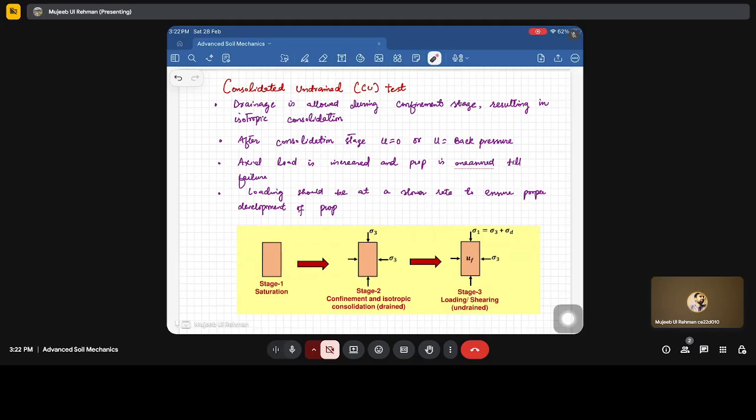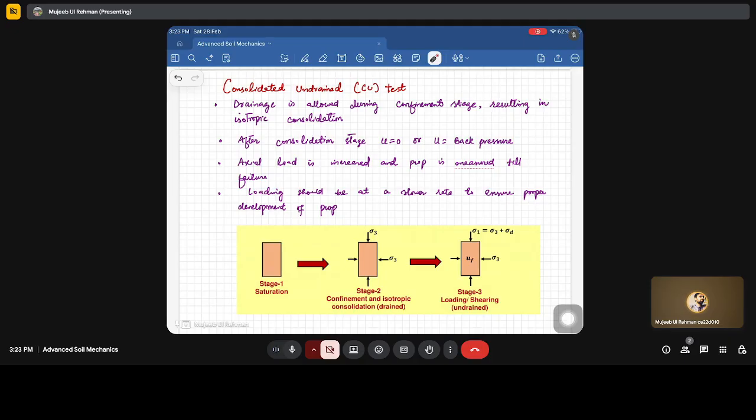So the drainage is allowed during the confining stage. It results in the isotropic consolidation. What do you mean by isotropic consolidation? It means there will be some volume change in the sample. And once the consolidation stage is over, either the pore water pressure will be 0 or it will be equivalent to the back pressure. How it will be equivalent to 0 or back pressure, I will tell you in the subsequent slides. And axial load is measured and pore water pressure is measured till failure.